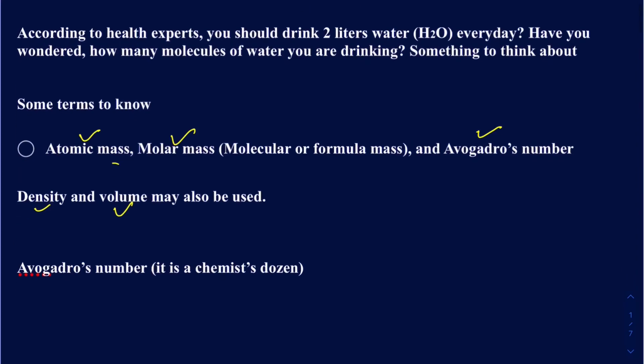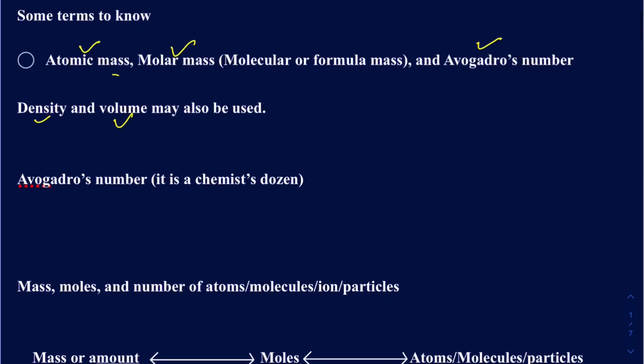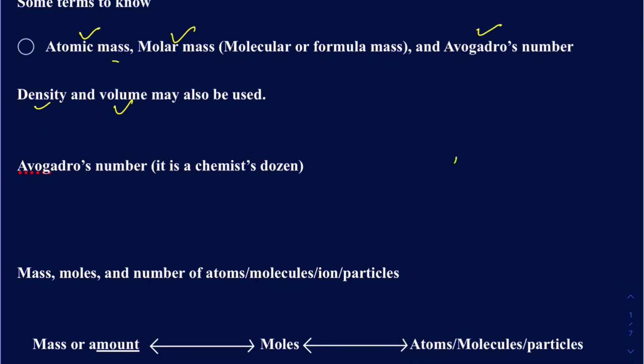Well, let's talk about Avogadro's number. Avogadro's number is actually a dozen for a chemist. You know how 1 dozen has 12 things in there, so that could be 12 eggs or 12 bananas and stuff like that. Avogadro's number is just like a chemist's dozen. Obviously, it's not 12, it's a lot bigger number.